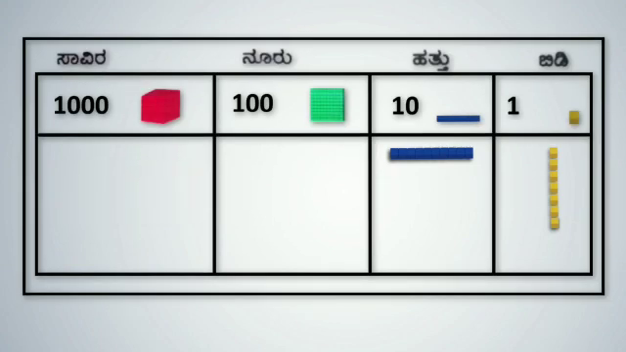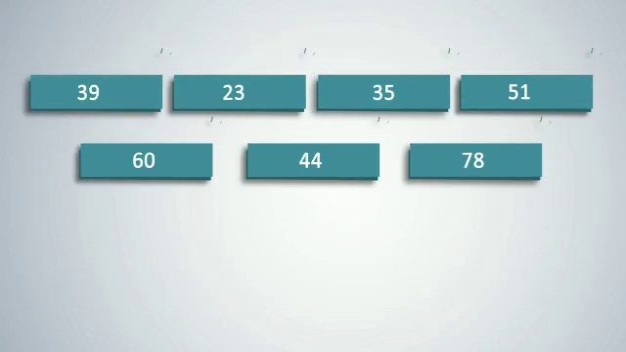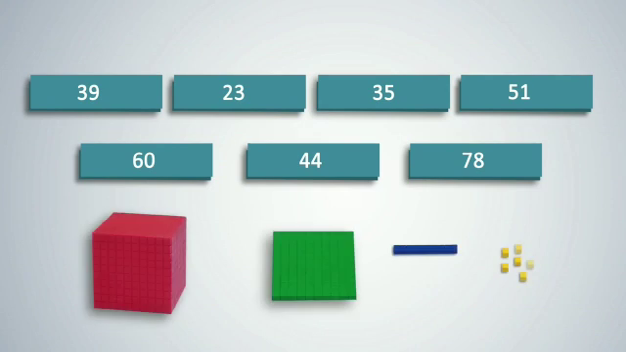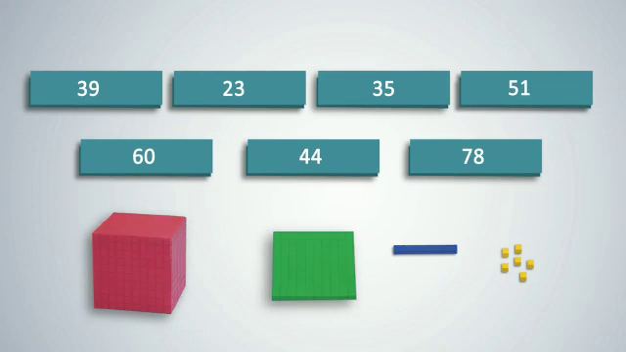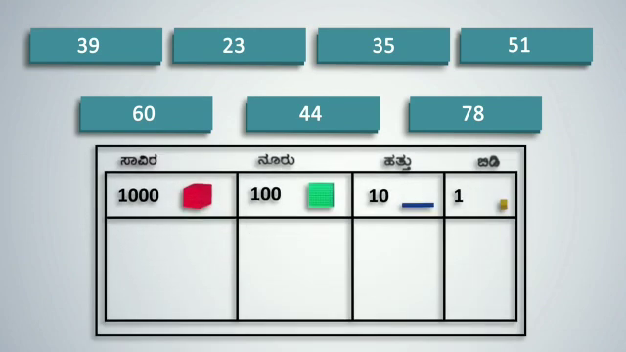Show the place value mat and place the tens rod in the tens column and the 7 cubes in the ones column. Write some numbers on the board and give cubes and rods to students. Ask them to group by tens and place cubes in the ones place and rods in the tens place on the place value mat. 23, for example, is 2 tens and 3 ones, and so on.